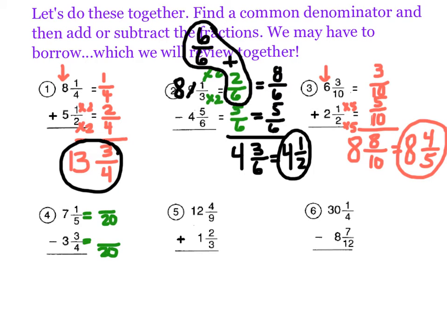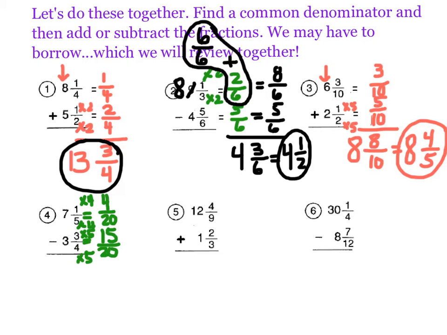So for my top fraction, I have 1/5. In order to get from fifths to 20ths, I'm going to have to multiply by 4. So let's do that to the numerator and the denominator. My second fraction, 3/4, I'm going to have to multiply by 5 in order to get my new numerator. And now this is a subtraction problem.